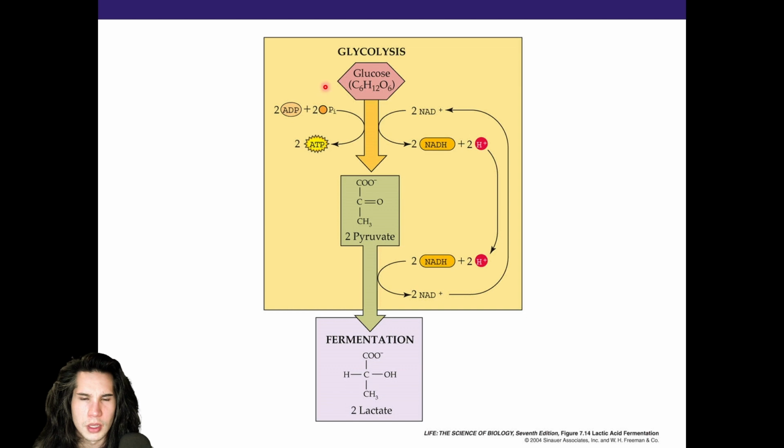So we started off in glycolysis with glucose. If you remember, glucose is broken down into two 3-carbon pyruvates. And in order to go from glucose into two 3-carbon pyruvates, you're using ADP plus inorganic phosphate to make ATP, and in addition to that, you're using NAD+ to make NADH.